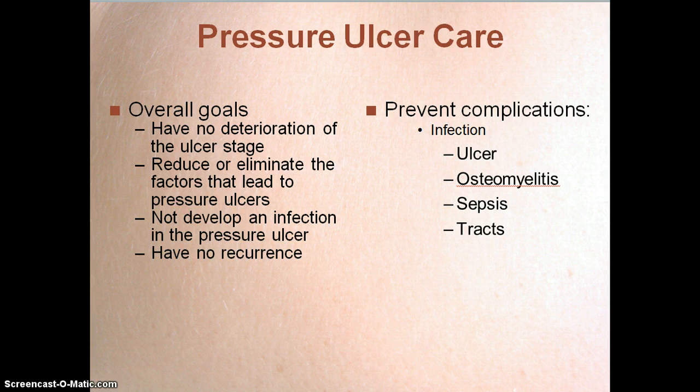Our complications can be ulcers, osteomyelitis, or an infection all the way down into the bone. Sepsis would be that ulcer that causes an infection throughout the body, and then the tracts or the tunneling can go quite a ways down into certain parts of the body that are hard to heal because if you can't see them or feel them, they have to again be packed with your sterile dressing and allowed to heal by secondary intention, and that sometimes can take a long time.